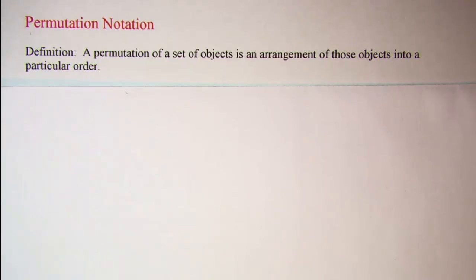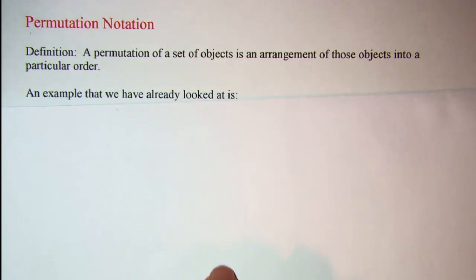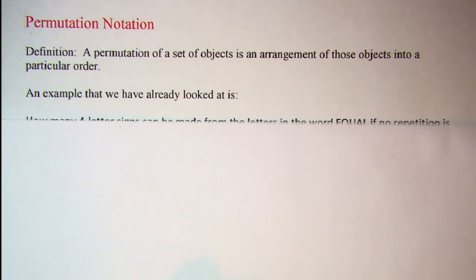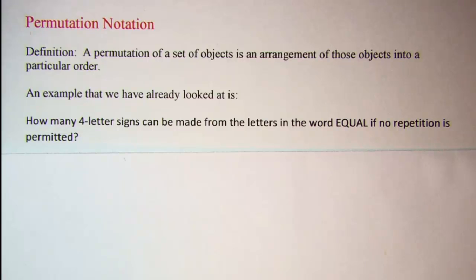In this video, we'll be looking at permutation notation. A permutation of a set of objects is an arrangement of those objects into a particular order. Now, an example that we've already looked at is how many four-letter signs can be made from the letters in the word equal if no repetition is permitted.